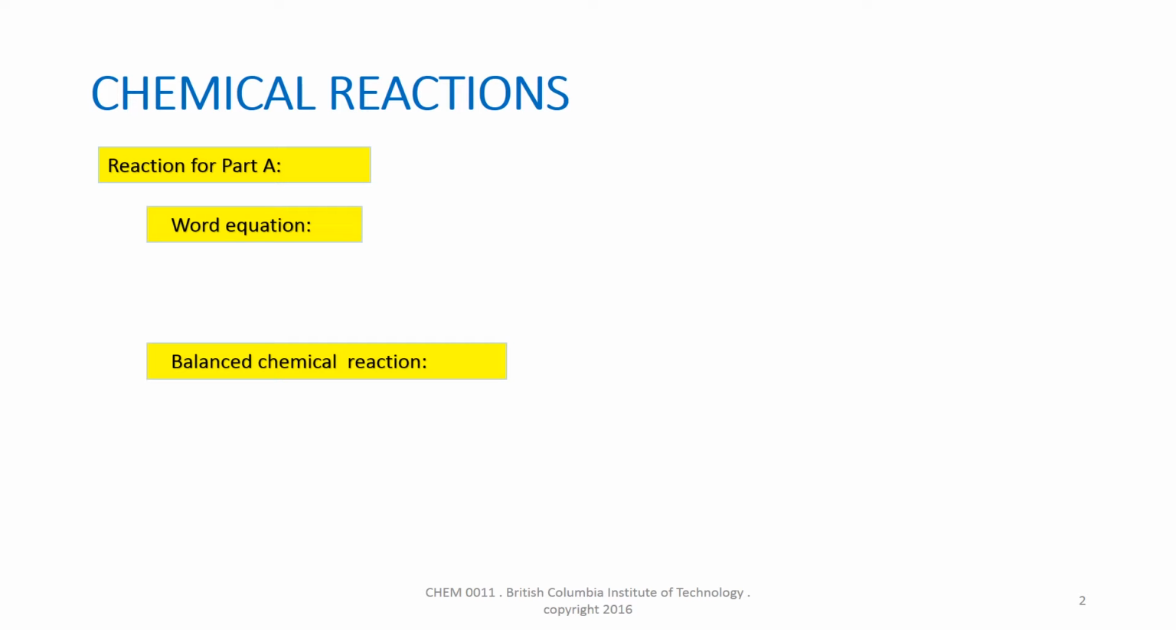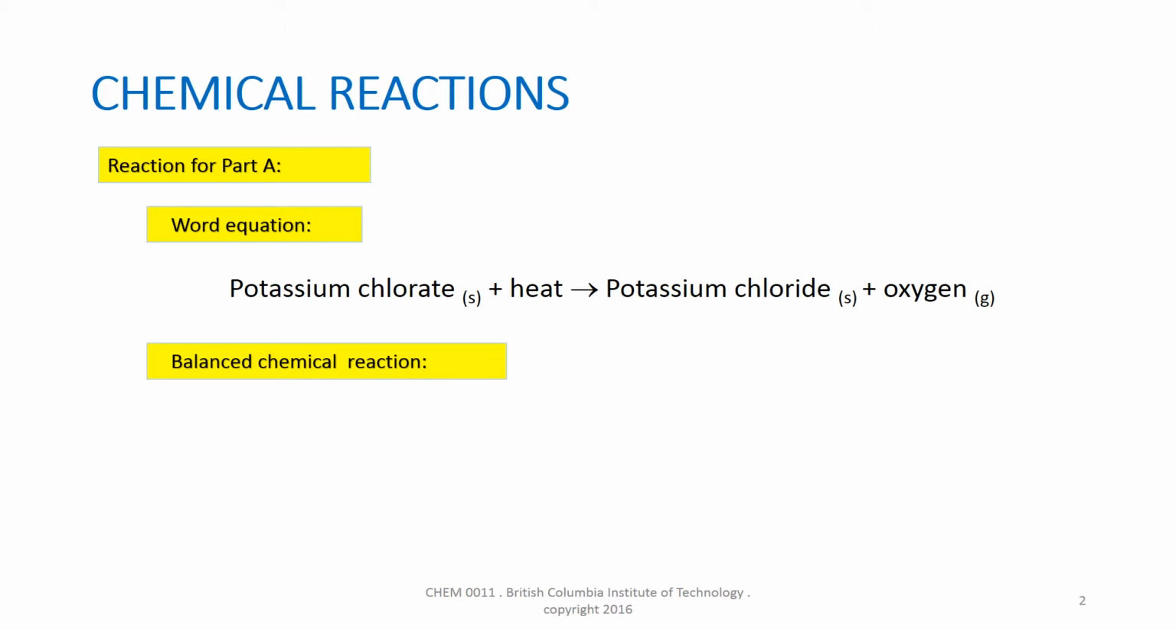In Part A of this lab, potassium chlorate was decomposed by heating the compound at high temperature. We used proper lab techniques to carry out the decomposition reaction such that we could determine the percent composition of oxygen in potassium chlorate quantitatively. This reaction can be described with the use of a word equation.